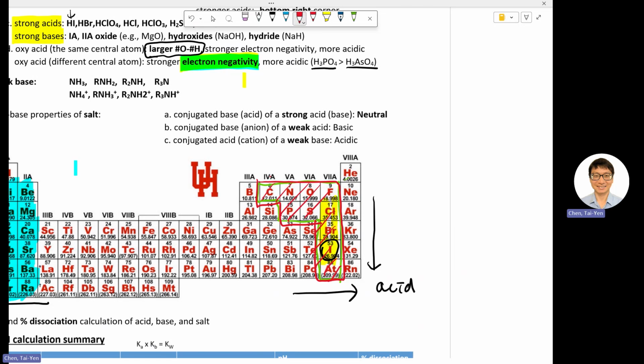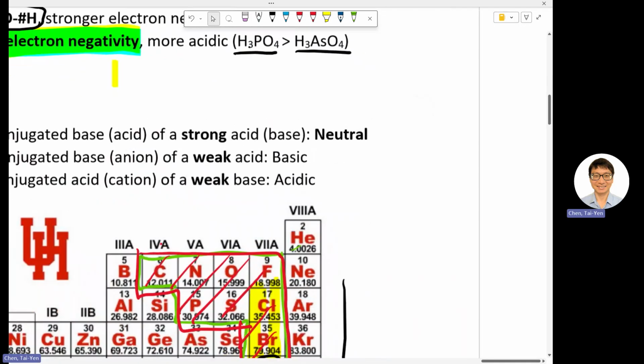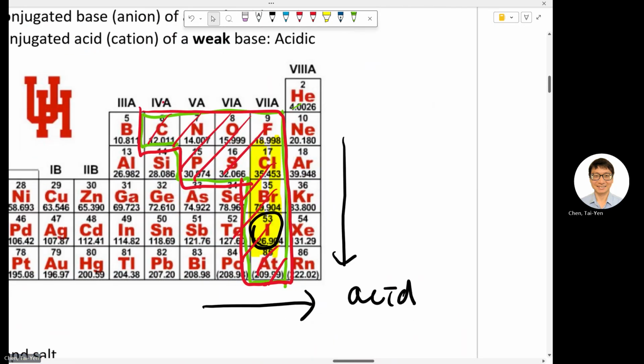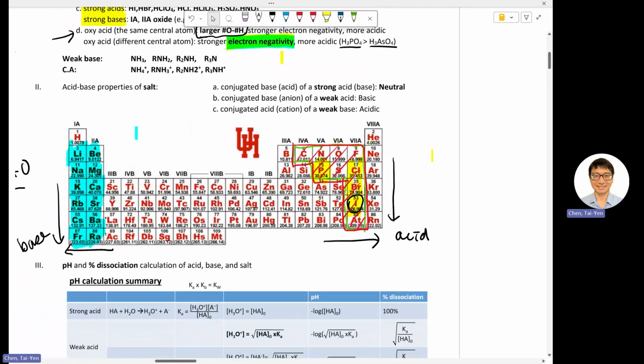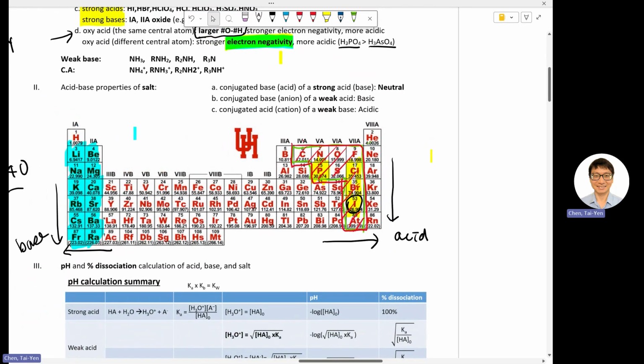So with that in mind, go back and check the molecules we just discussed, H3PO4 and H3AsO4. You should see that the P is the one with stronger electronegativity. Therefore you know that acid is a stronger acid. All right, so those are pretty much all the rules that you will need to know to predict whether you have a stronger acid when you are given two chemical formulas.